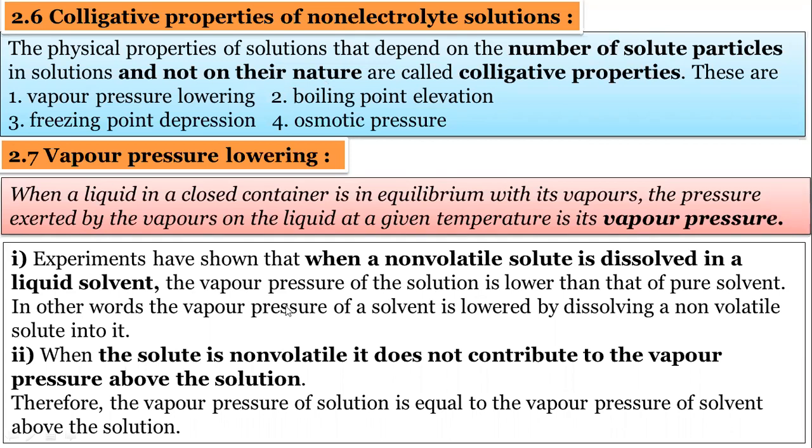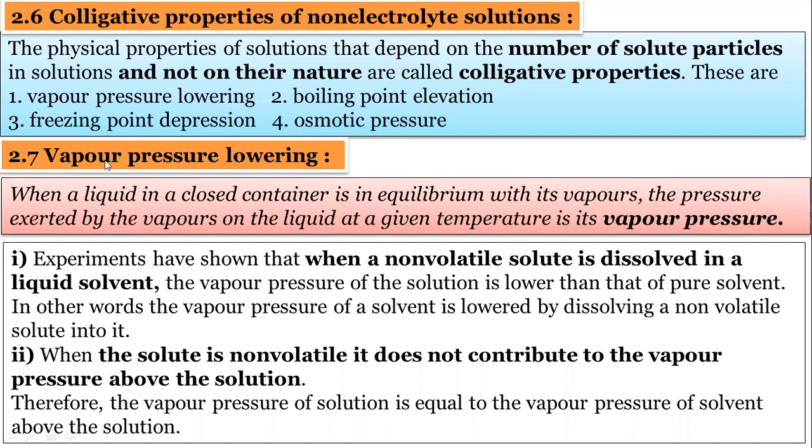There are 4 colligative properties. Number 1 is vapor pressure lowering. Number 2 is boiling point elevation. Elevation means increase in boiling point. Number 3 is freezing point depression. Here depression means decrease in freezing point. And number 4 is osmotic pressure. So remember all these colligative properties, because they can be asked for 1 mark, right? Any 2 colligative properties, or write all the colligative properties.